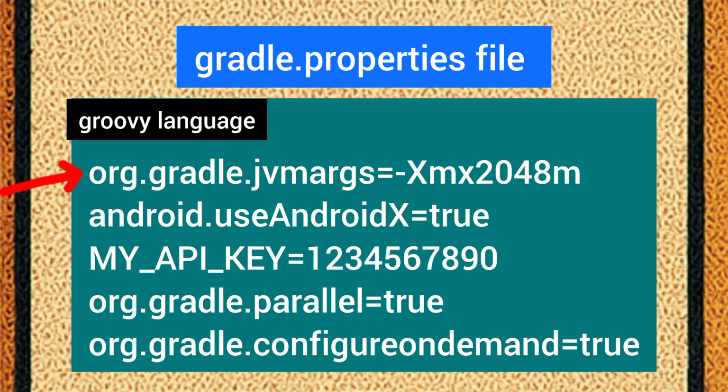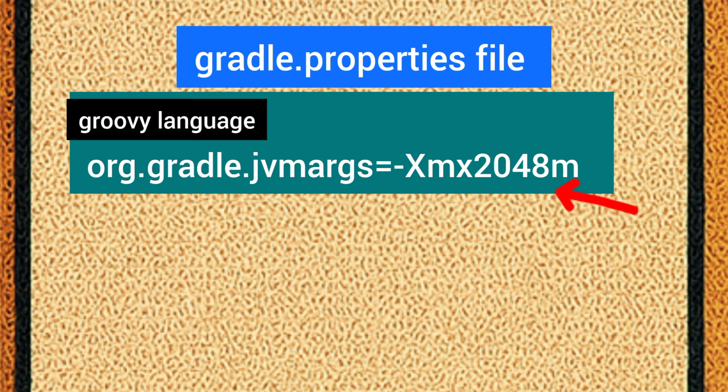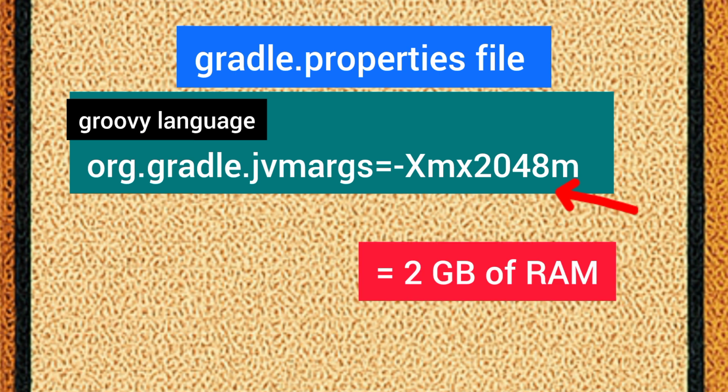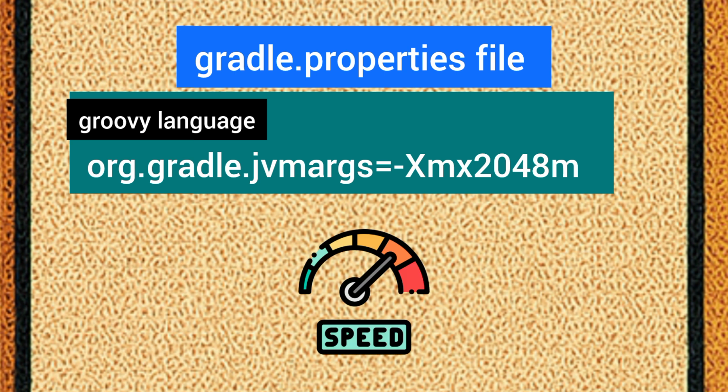First, org.gradle.jvmargs equals -Xmx2048m. This line tells Gradle how much memory it's allowed to use while building the project. Here, Xmx2048m means it can use up to 2 GB of RAM during the build process. Think of it this way. This line controls the speed of generating machines in your factory. But their limit is your device RAM.